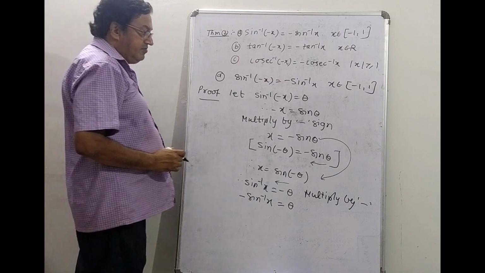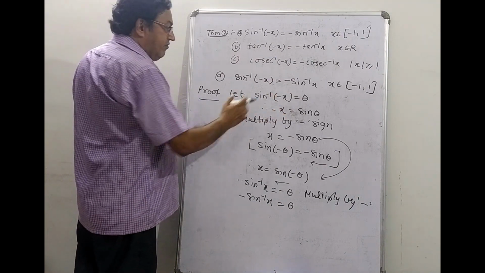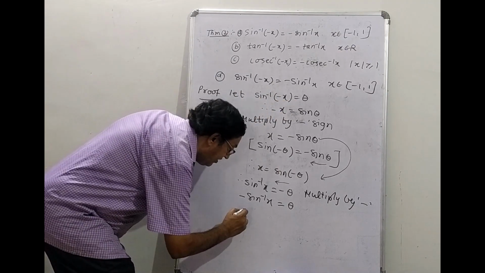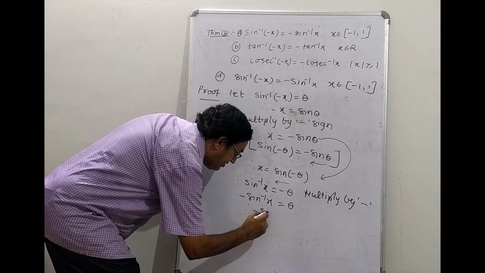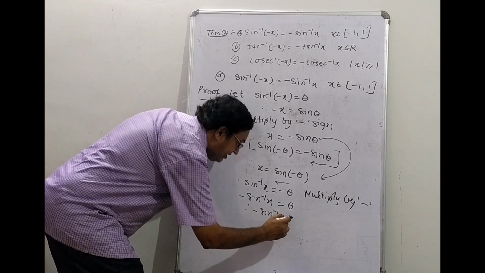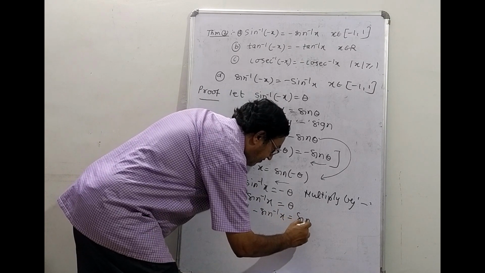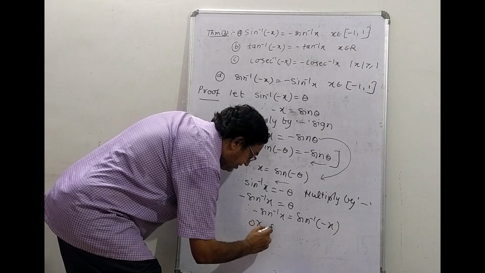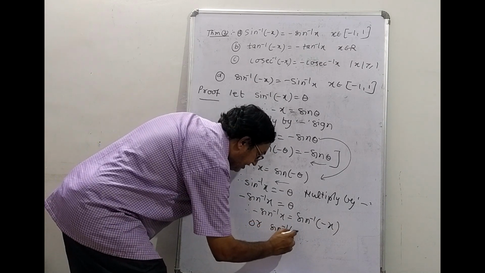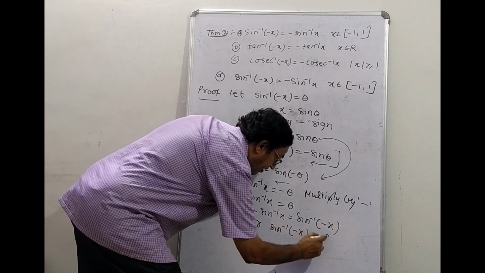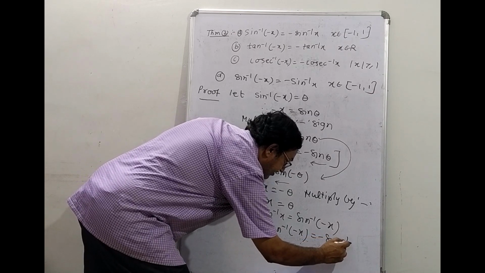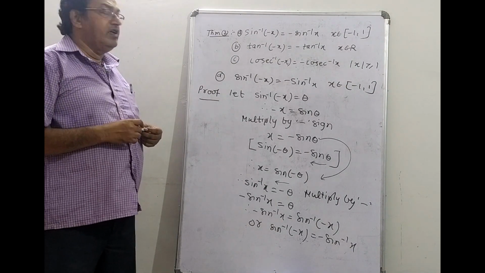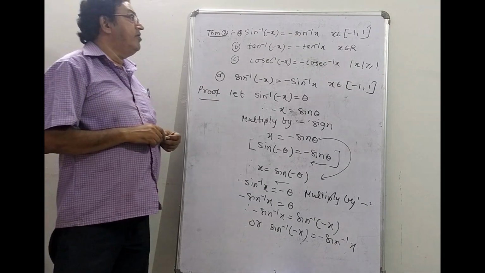But what is theta? Theta is sine inverse of minus x. Therefore we can write minus sine inverse of x is equal to sine inverse of minus x. Or we can rewrite this as sine inverse of minus x is equal to minus sine inverse of x. This is the proof of part number 1.